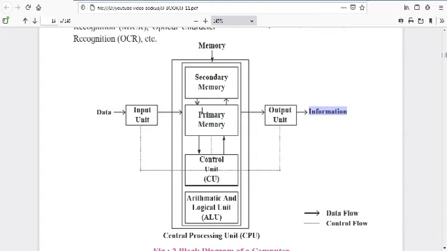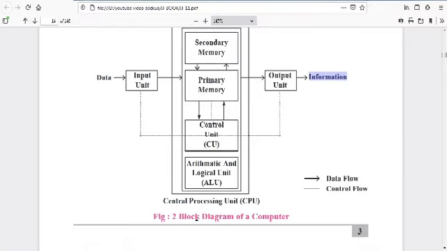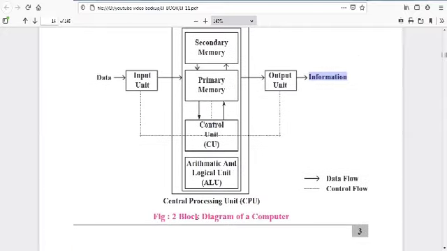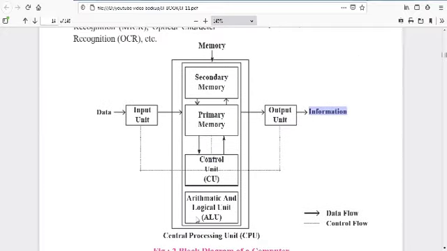So this is all about your block diagram of computer. I hope you understand this. We will see in the next lecture what is RAM, what is ROM, and other points.